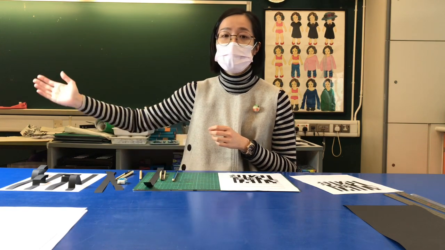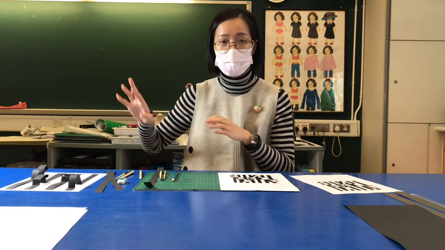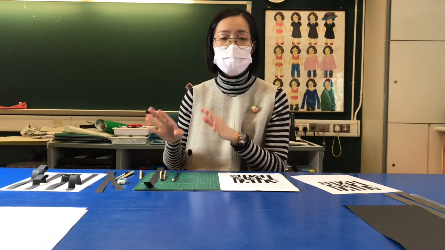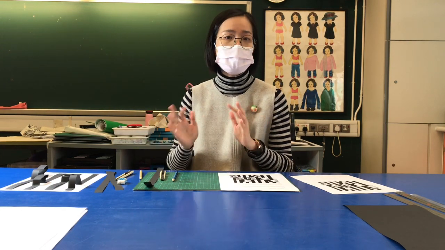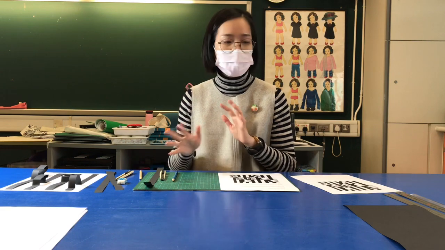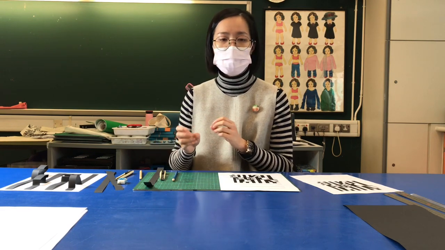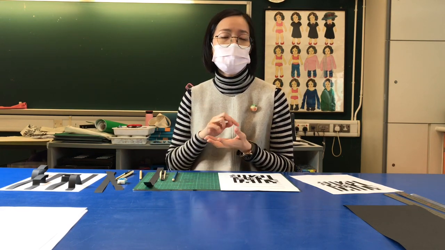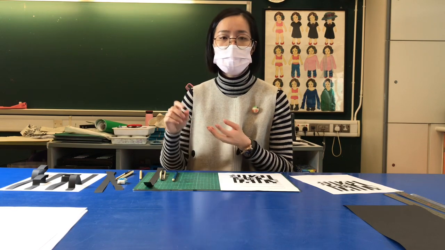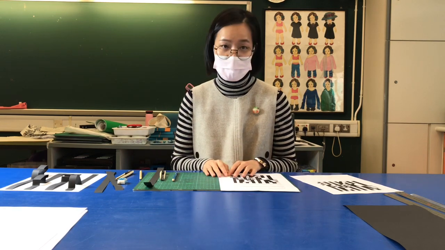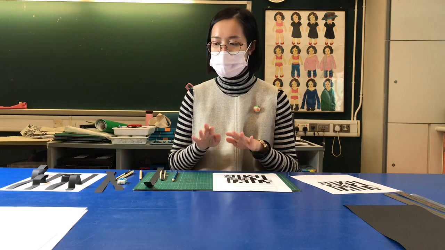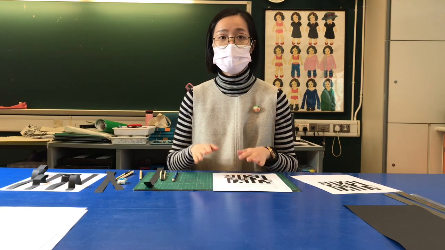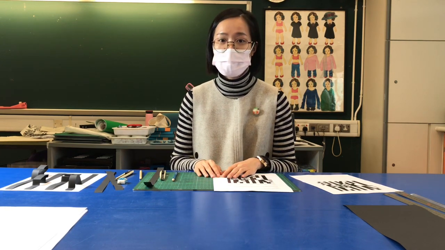Also, if you have a light or a lamp at home, you can use it, because later on we have to do some lighting effect. If you don't have a lamp at home, you can also use your mobile phone. There is a torch function, and you can use it as the lighting. After this video, I'm going to show you the steps of making the optical art.